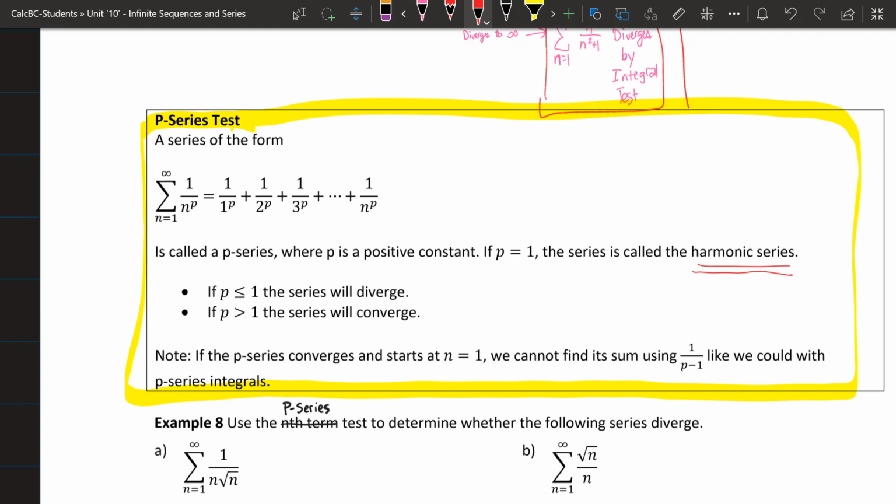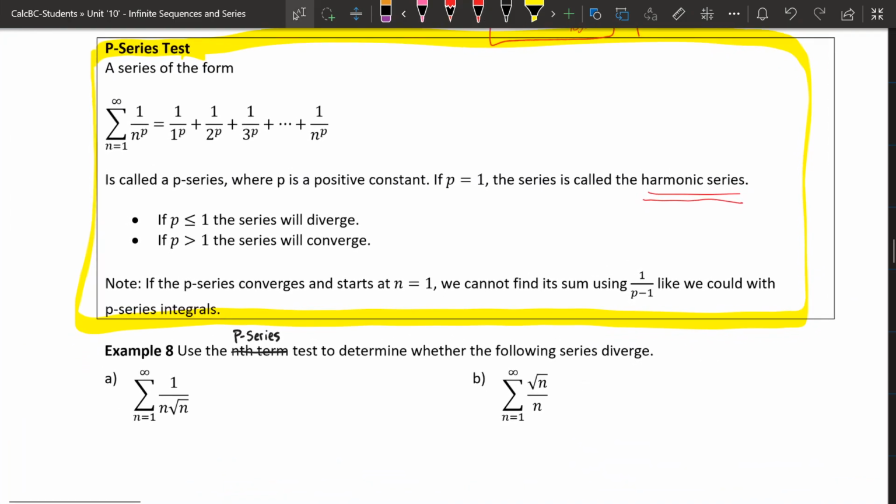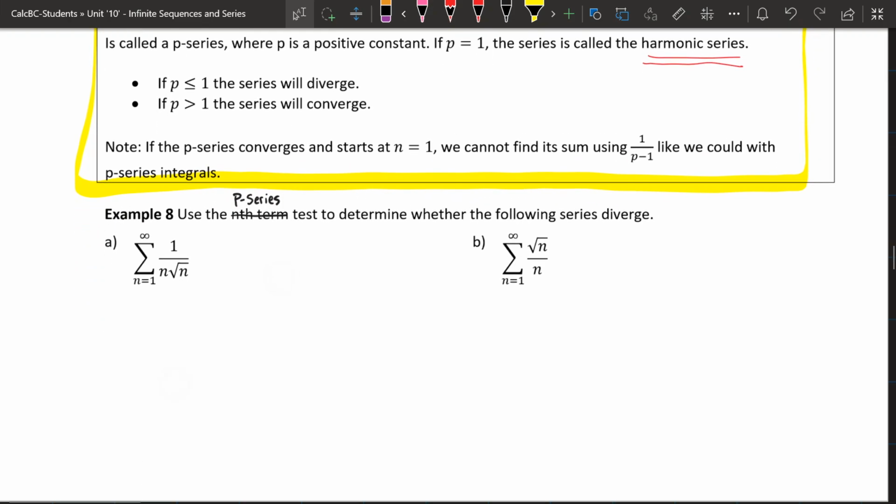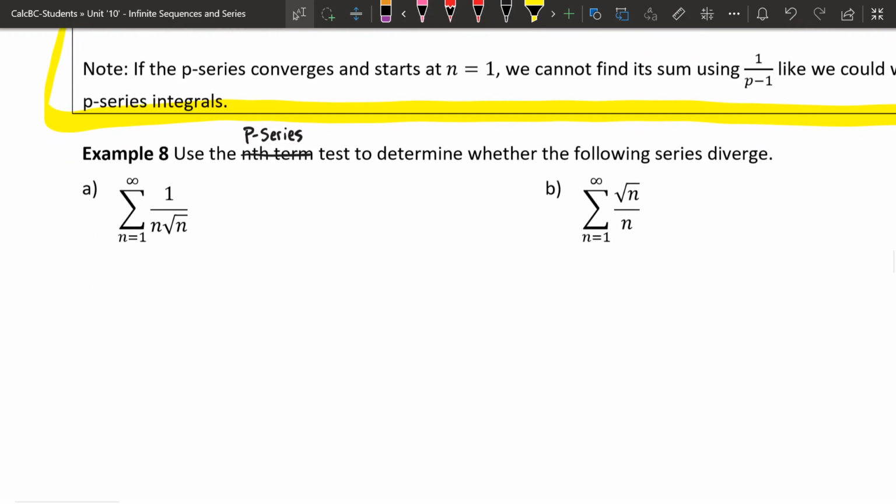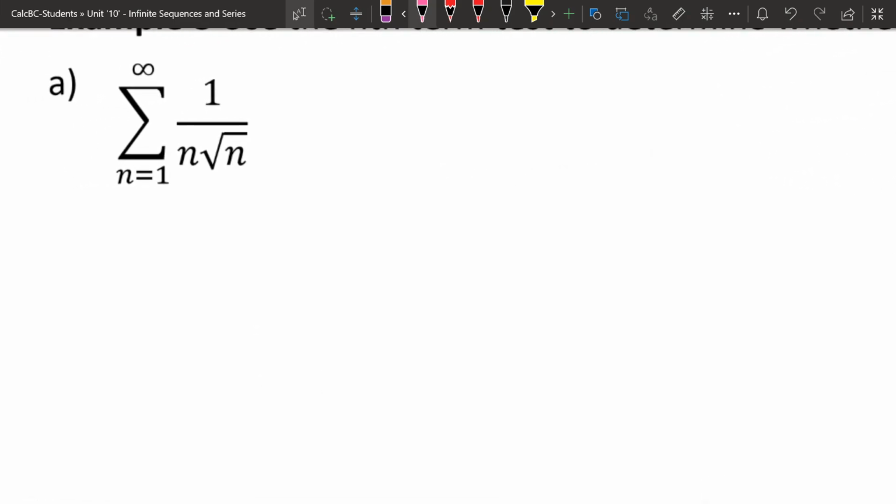All right, if p is less than or equal to 1, the series will diverge. If p is greater than 1, the series will converge. Note, if the P-series converges and starts at n equals 1, we cannot find its sum using 1 over p minus 1 like we could with integrals. Okay, last 2 examples. So example 8 says, use the P-series test to determine whether the following series diverges in part A.